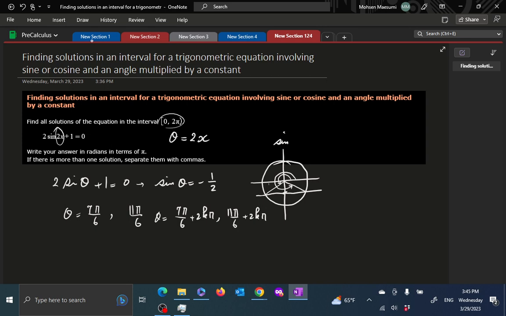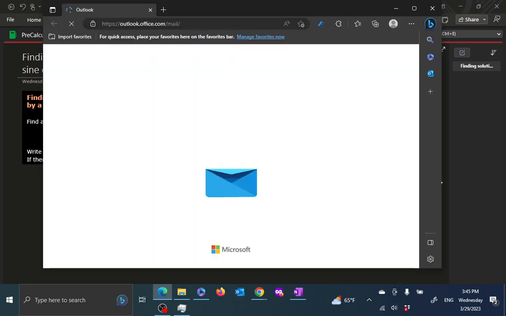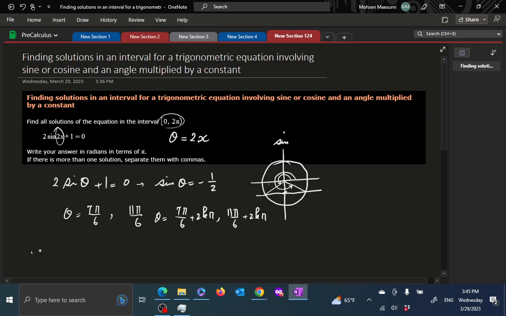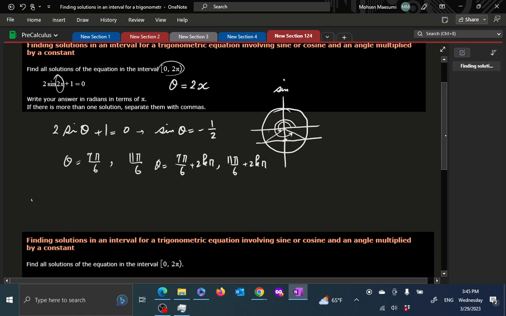That one now we are not caring about what angle you want to be. So x is connected to theta by being half of theta. So x is theta over 2, or 2x is equal to these quantities. So x becomes 7 pi over 12 plus half of that, which is k pi, and this one is going to be 11 pi over 12, and half of that would be k pi.